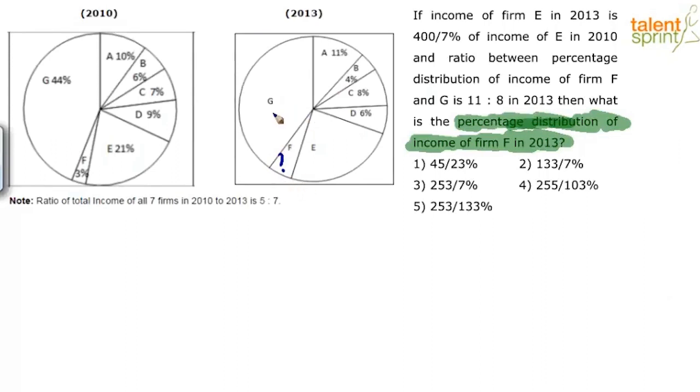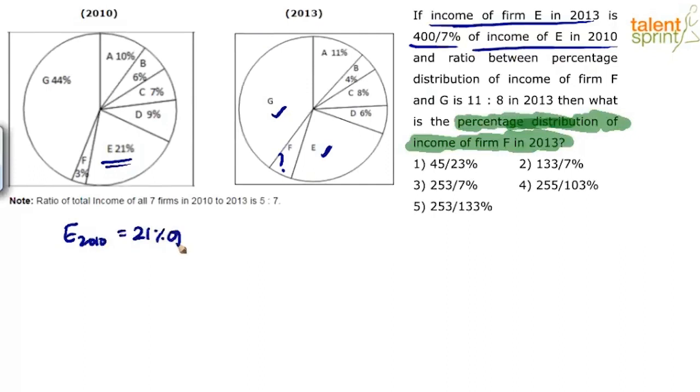Now for that we should know what G is and what E is, because all the other percentages are known to us. A, B, C, D is known to us, 11, 4, 8 and 6. What we do not know here is E and G. How can we find that out? Now with respect to E, I think he has directly given that the income of E in 2013 is 400 by 7% of the income of E in 2010. And we very clearly know the income of E in 2010. So E in 2010 is 21% of 5x. What is E in 2013? E in 2013 is 400 by 7%. 400 by 7% is what? 400 by 7 into 100.